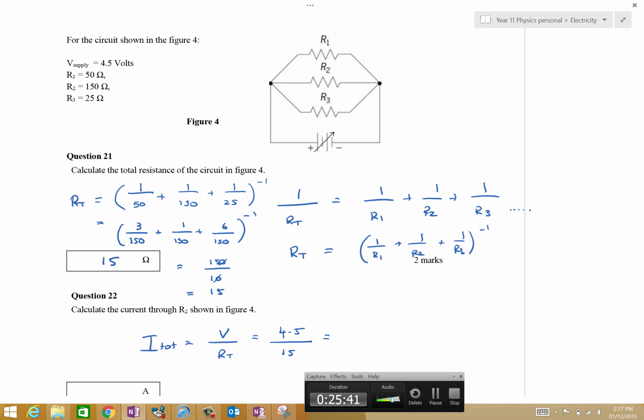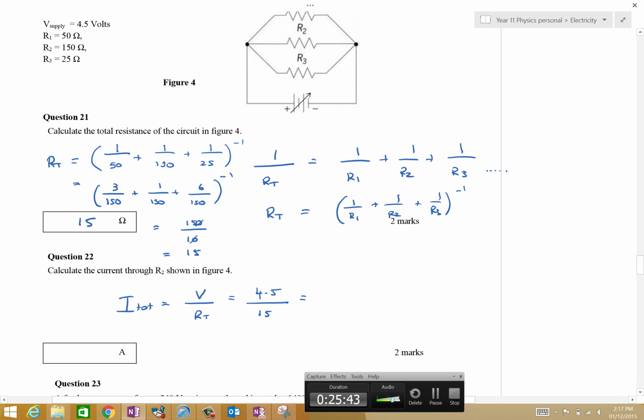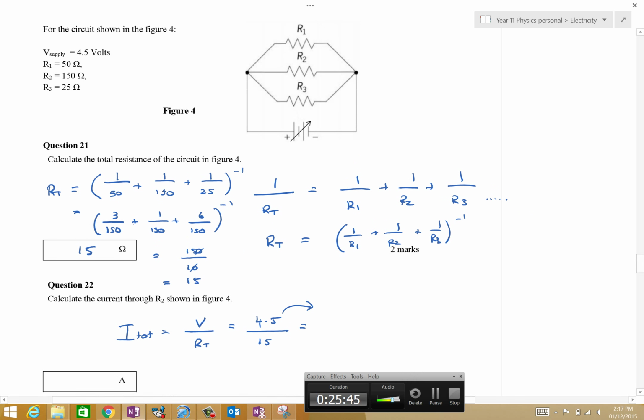But what can you tell me? Do we really need to find the total current? What can you tell me about the voltage across each of these resistors? It's what? What's the voltage across each of these resistors, Matt? Well, what's the voltage of the supply? 4.5. So what's going to happen? Are each of them going to receive 4.5 volts?